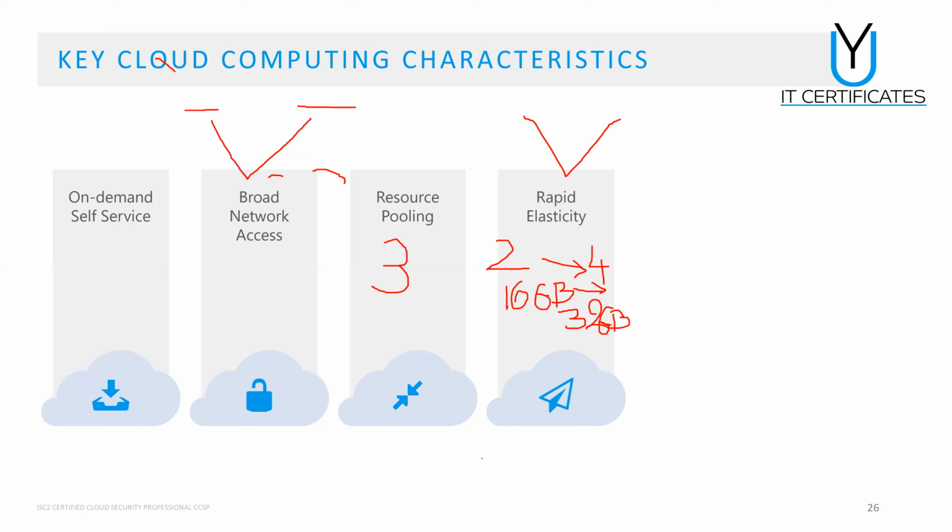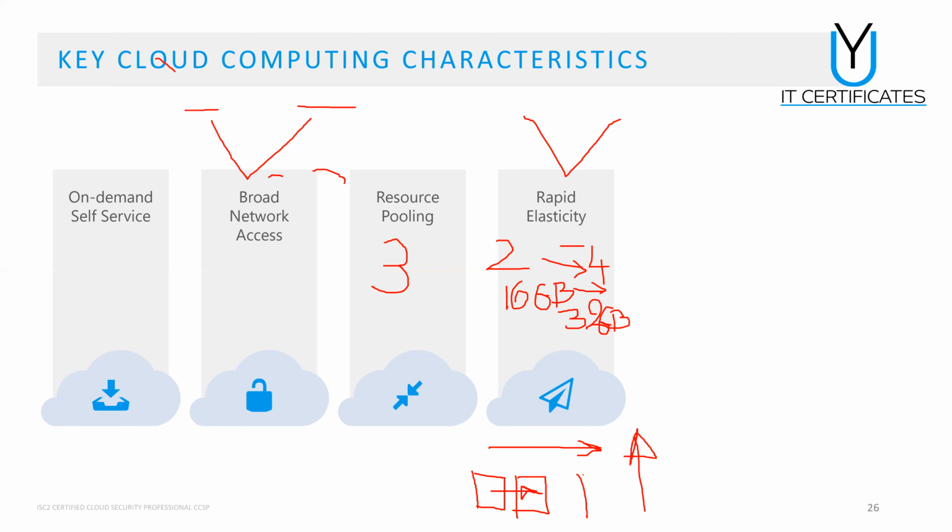In rapid elasticity, we have 2 different concepts: horizontal and vertical expansion. If you have one server here, and this server is doing great, but now due to a marketing campaign you are expecting the number of users to increase, then you can add another server. This means that you are increasing the resources by adding another server, and this is called horizontal expansion.